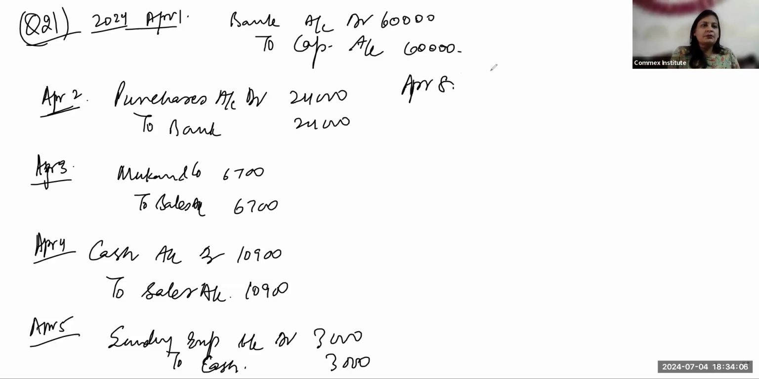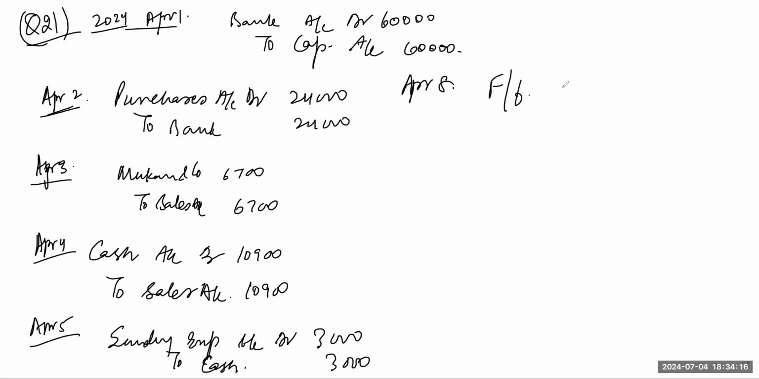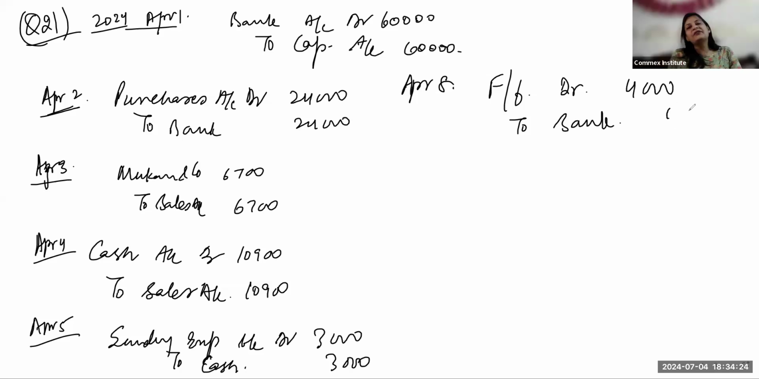Okay, April 8 transaction, Vidita. Yes, ma'am. Paid for office furniture and fittings by check. Ma'am, it will be furniture account debit to bank account 4,000. Furniture and fittings account debit to bank account, perfectly okay.